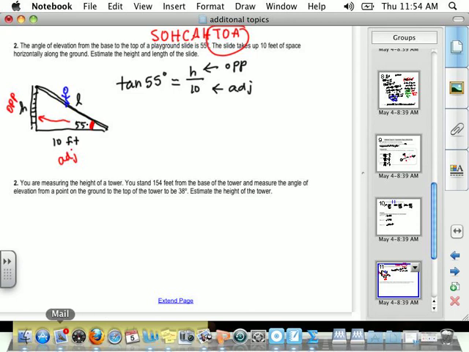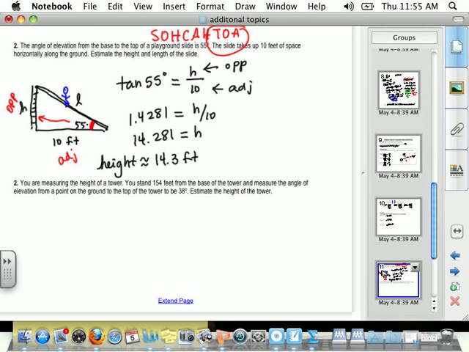So I'm going to find tangent of 55 on my calculator. I'm going to do 4 places. So 1.4281 equals H over 10. Now usually you can just keep that number in your calculator, right? So we're just going to multiply by 10. So multiply the 10 over. When I do that, I get 14.281. This means that the height is approximately 14.3 feet.